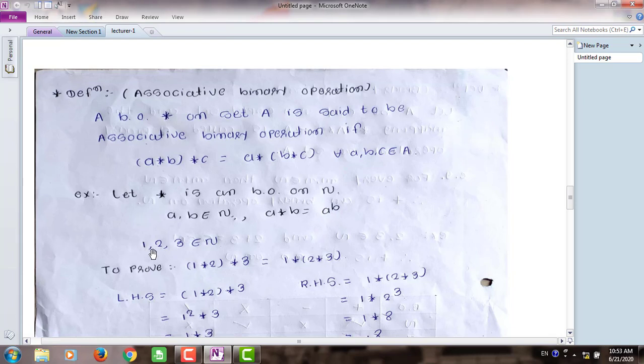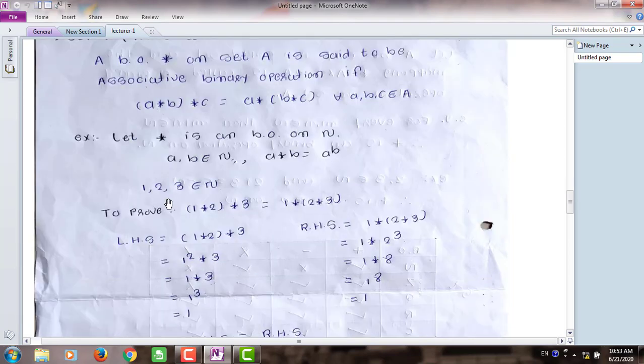Let three elements 1, 2 and 3 belong to the natural numbers. We prove that star is an associative binary operation on N. So, we prove that (1 star 2) star 3 is equal to 1 star (2 star 3), both are the same. First we prove the left hand side, then the right hand side. The left hand side is (1 star 2) star 3.